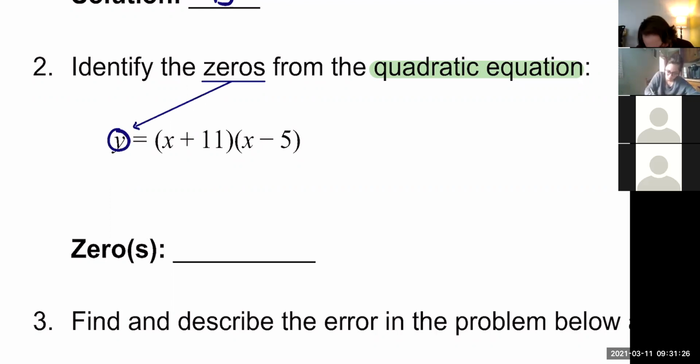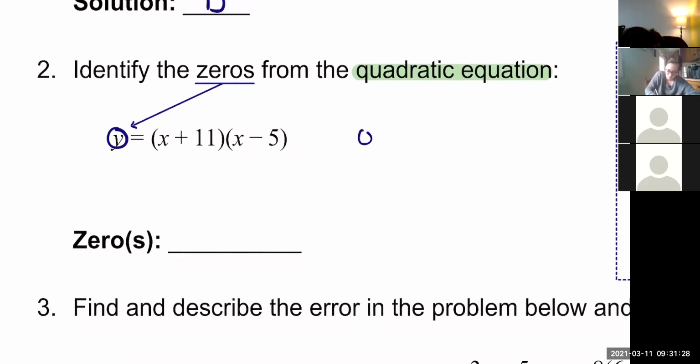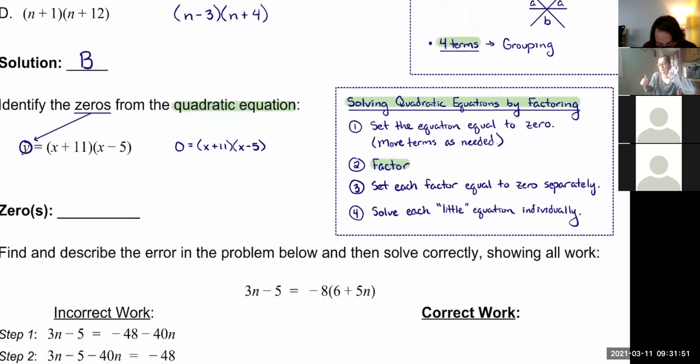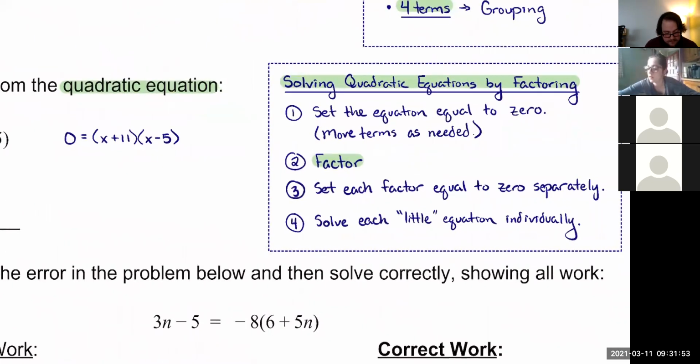So if you were to reimagine this equation as saying 0 equals x plus 11 times x minus 5, this looks more like the equations we've solved last week. In fact, if I refer back to the list that I jotted down earlier, it looks like the equation's already set equal to 0. And lucky for us, it also appears that it's already been factored.